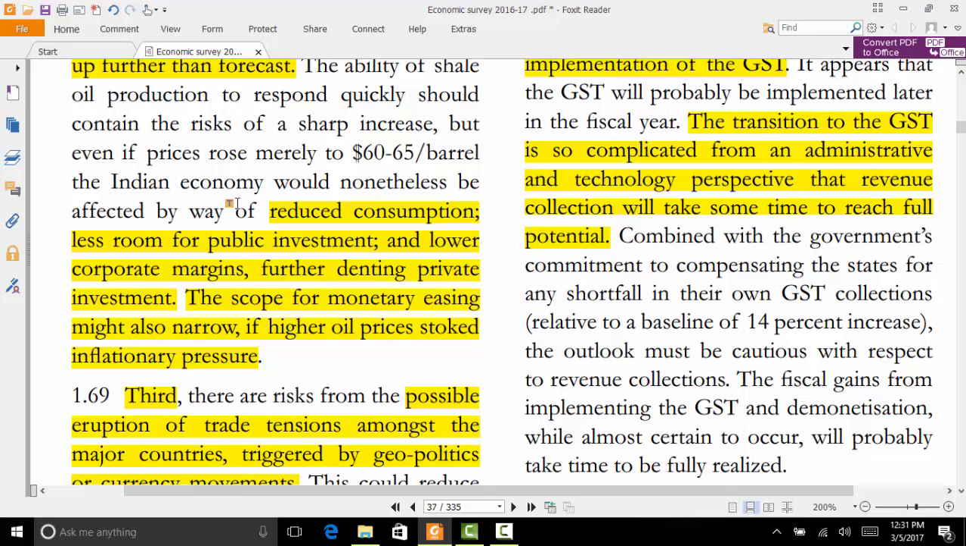Okay. Same thing they have explained further, lower corporate margins. This is one of the reasons for less room for public investment as well. Denting private investment, because now low profit margins mean lower investment. The scope for monetary easing might also narrow.